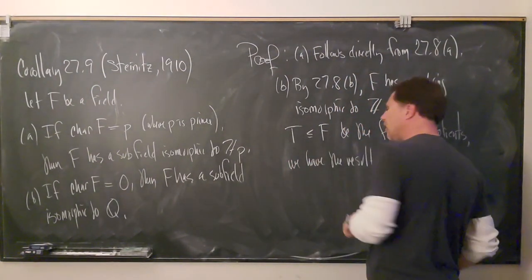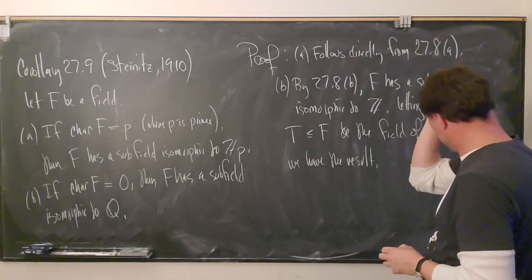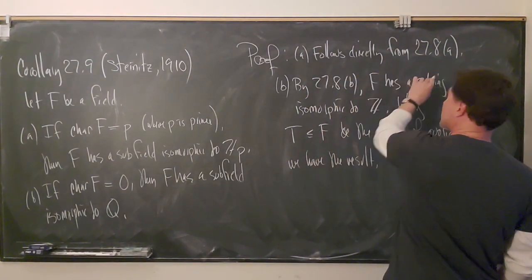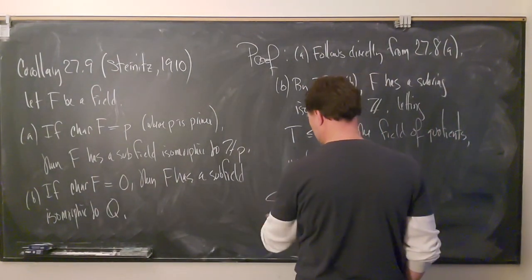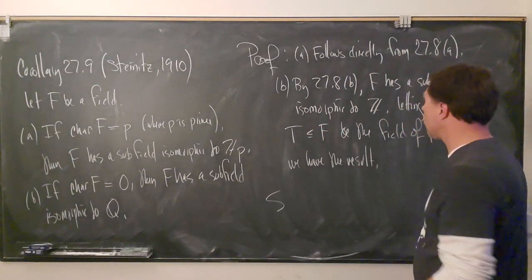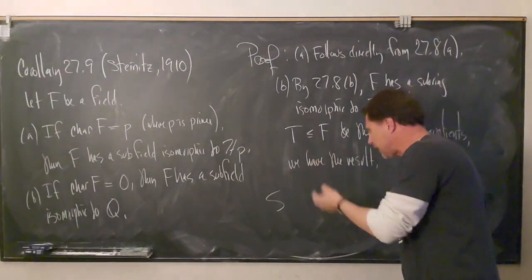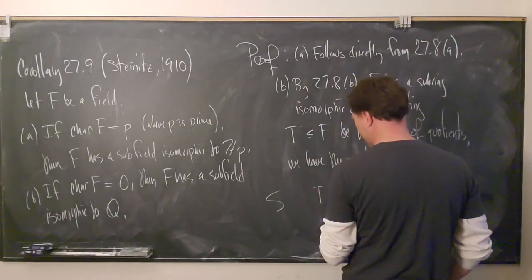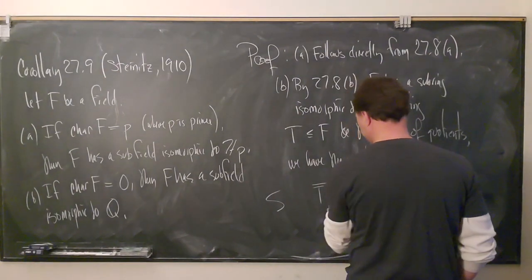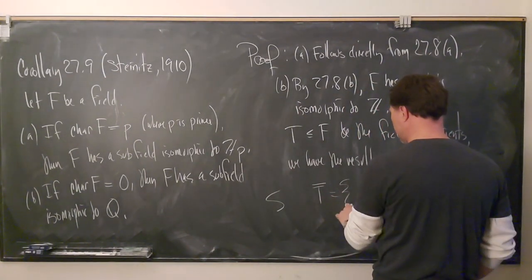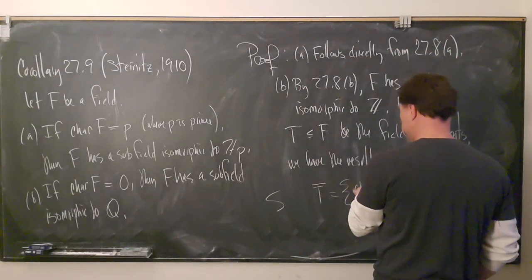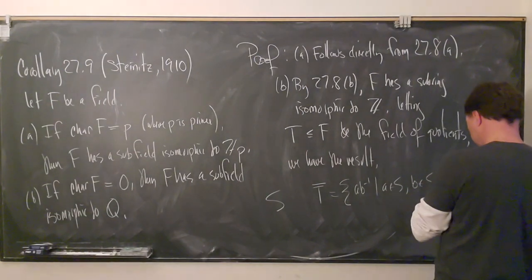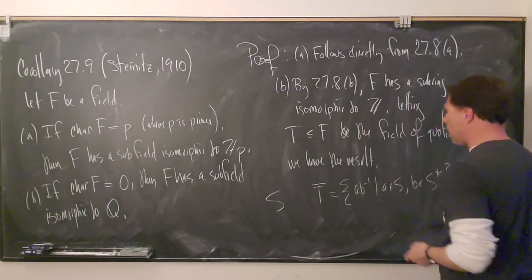I may be being a little bit hand-wavy here. Here's the idea, you don't need to write this down. We have a subring isomorphic to Z, so let's call that S. The elements are just elements sitting inside capital F. So then what you could do is call it T bar or something like that. That would be equal to all the fractions a b inverse, where a is in S and b is in S star. Now we've created all possible fractions.